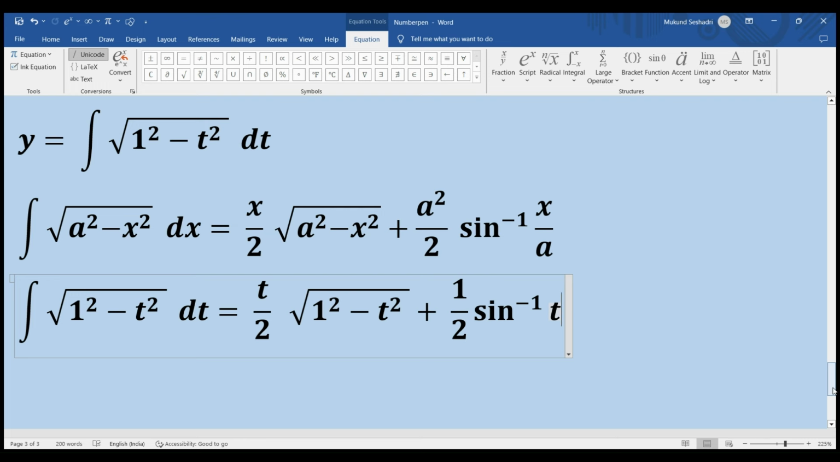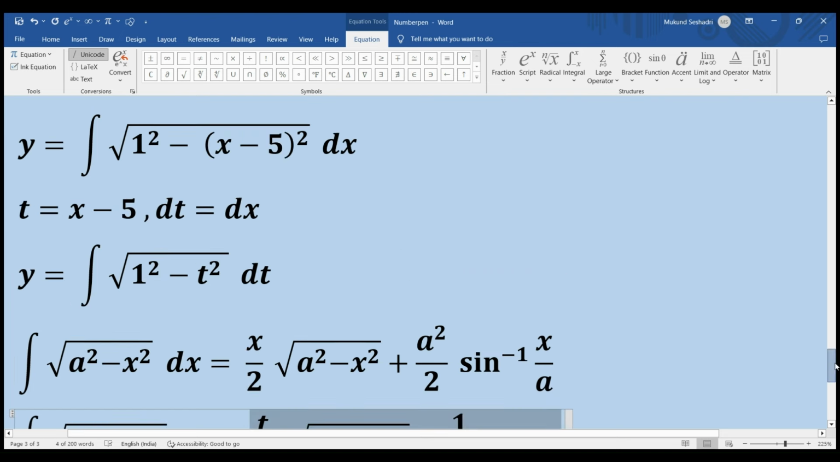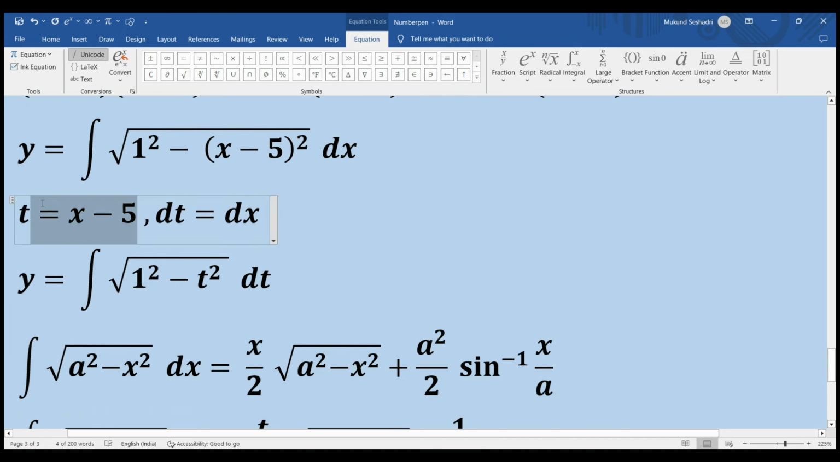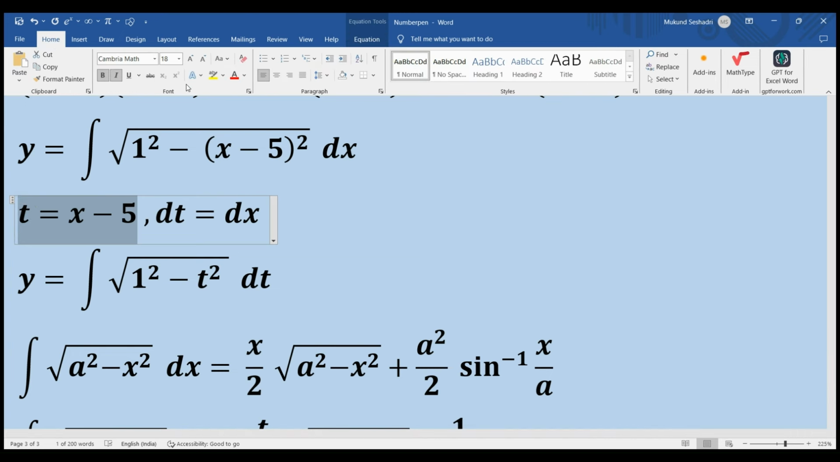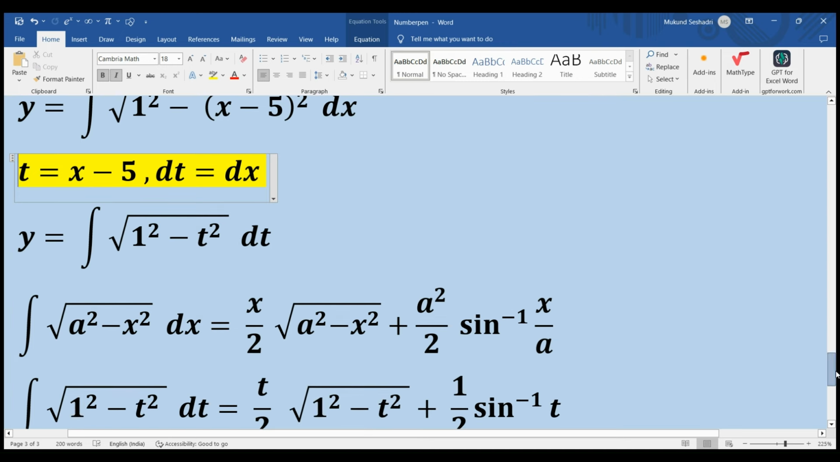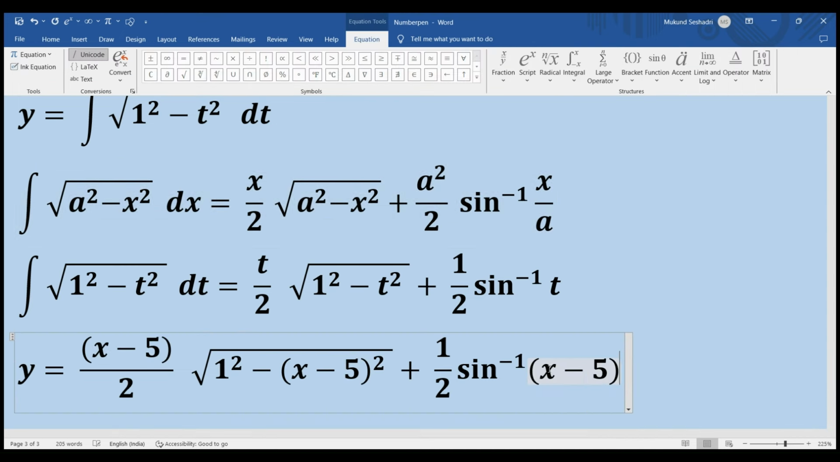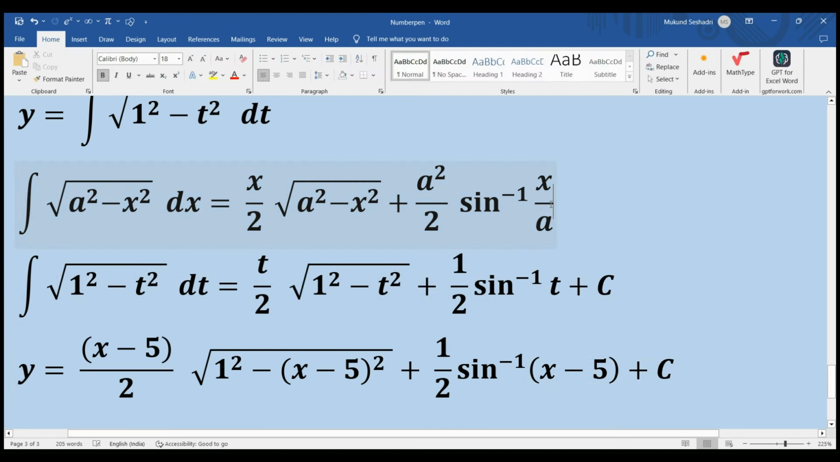So we have more or less arrived at the final answer for y, but we need to remember that my t is nothing but x minus 5, right? I'm referring to the substitution we made here, right? So if I were to represent my answer in terms of x, all that I need to do is replace my t with x minus 5. So let's do that. So my y becomes equal to, so there we are, and I will have to remember my constant. In fact, I should have added a constant out here and out here as well.